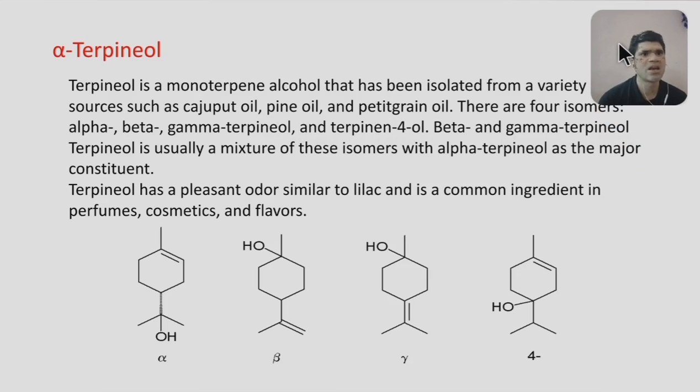So there are 4 isomers: alpha, beta, gamma terpenol and 4-terpenol. These are the 4 isomers of terpenol. The structures are given. This is alpha terpenol. Only thing is here the position of the double bond and OH will vary. So this is alpha terpenol, this is beta terpenol, this is gamma terpenol and this is 4-terpenol.